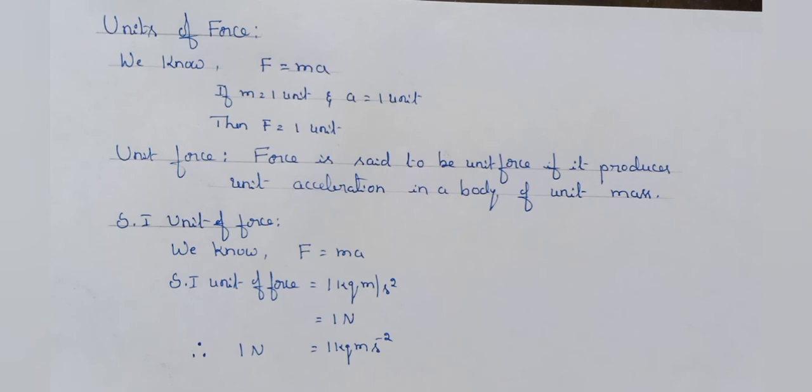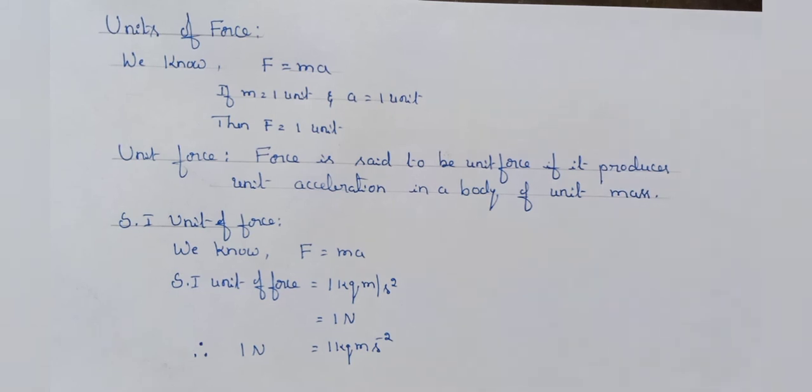We know the force is equal to the product of the mass and the acceleration. The SI unit of mass is kg and the SI unit of acceleration is meter per second square. Therefore, the SI unit of force is kg meter per second square. 1 kg meter per second square is equal to 1 Newton. If a force acting on a body of mass 1 kg produces an acceleration of 1 meter per second square, then the force is said to be 1 Newton.